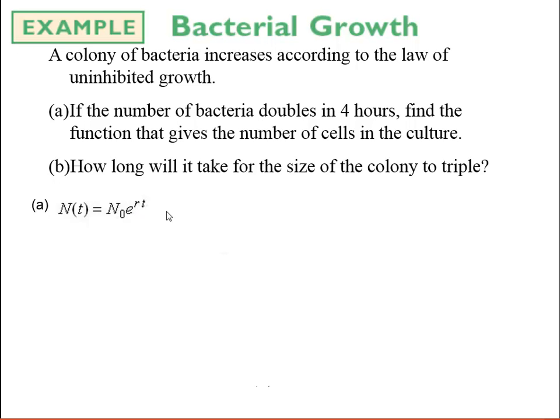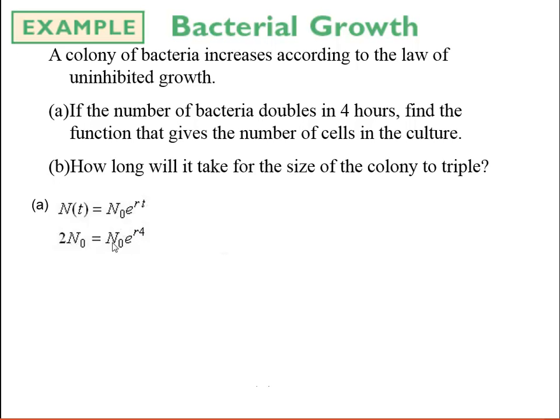So if I plug in the information that I know here, I know the number of bacteria doubles in 4 hours. So even though I don't know how much bacteria I started with, I know that it will double when 4 hours have passed. So whatever my initial population is, I'm going to have twice that value when time is 4 hours. And I can just solve this equation for r and find that growth rate.